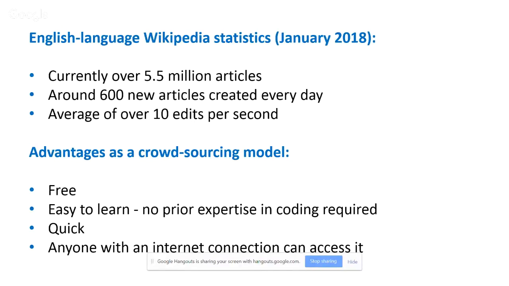As a crowdsourcing model, it does have several advantages. It's free to use, it's easy to learn how to edit, you don't need any prior knowledge of coding, it's very, very quick to make corrections or adjustments, and anyone with access to the internet can use it and edit it. Although, of course, here we do need to bear in mind that there are still significant portions of the world who don't have internet access. And that means, for example, that the Global North is far better represented on Wikipedia than the Global South. And it's also worth remembering that censorship of Wikipedia does still exist in several countries.